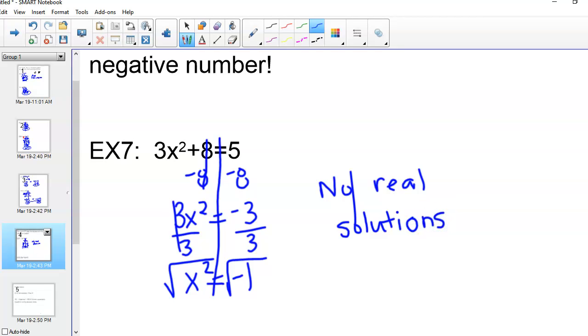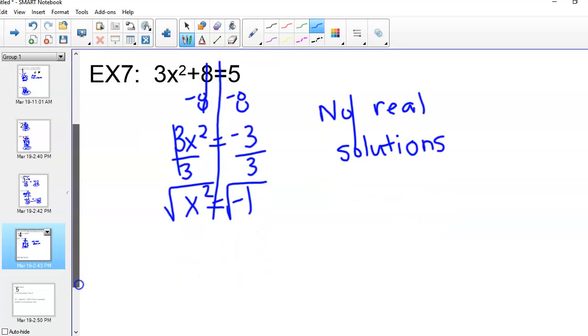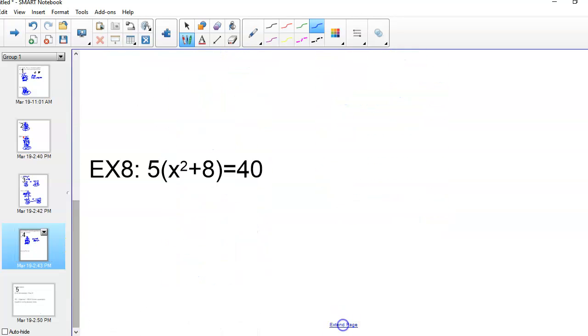Okay, so there are no real solutions for this. Also, you may run into some problems that look a little bit like this. Now, this problem is a little bit different than the ones we've done before. Notice the square is not on the outside of these parentheses. So what we want to do here is distribute that 5.